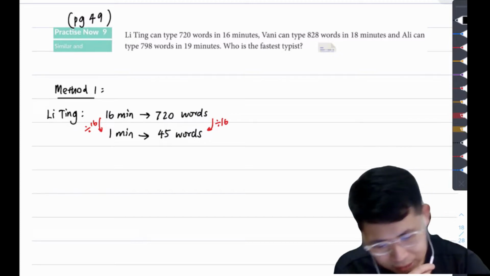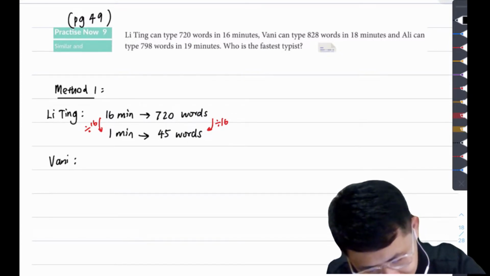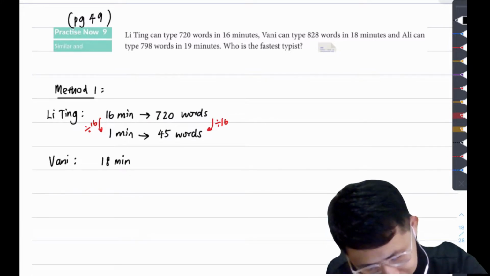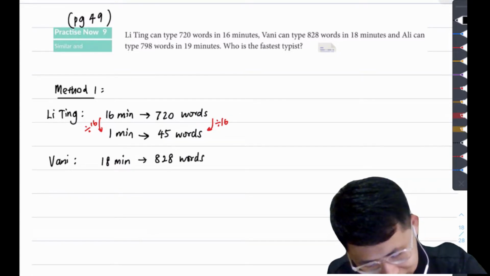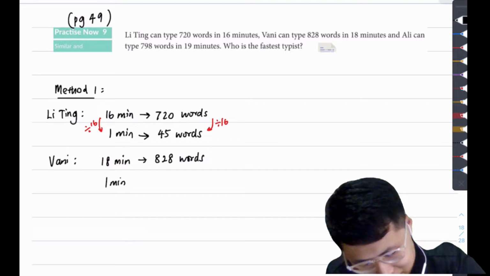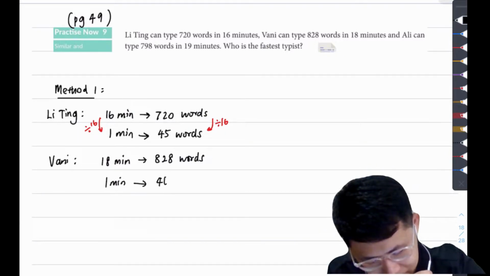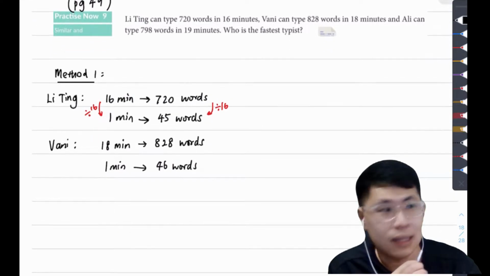Okay, next we look at Vani. Vani started off with 18 minutes, and she has 828 words. So let's divide this by 18 to get 1 minute. So divide by 18 on both sides, we have 46 words. So in 1 minute, she can type 46 words.